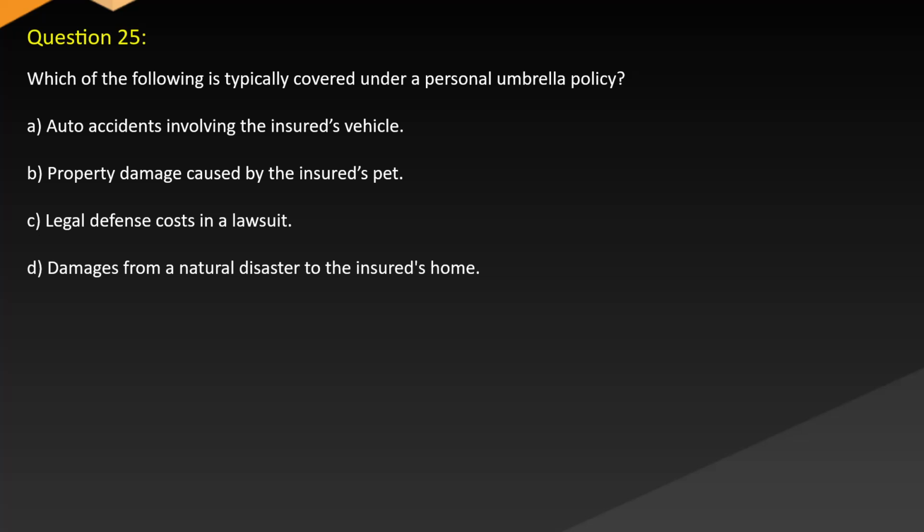Question 25. Which of the following is typically covered under a personal umbrella policy? A. Auto accidents involving the insured's vehicle. B. Property damage caused by the insured's pet. C. Legal defense costs in a lawsuit. D. Damages from a natural disaster to the insured's home.